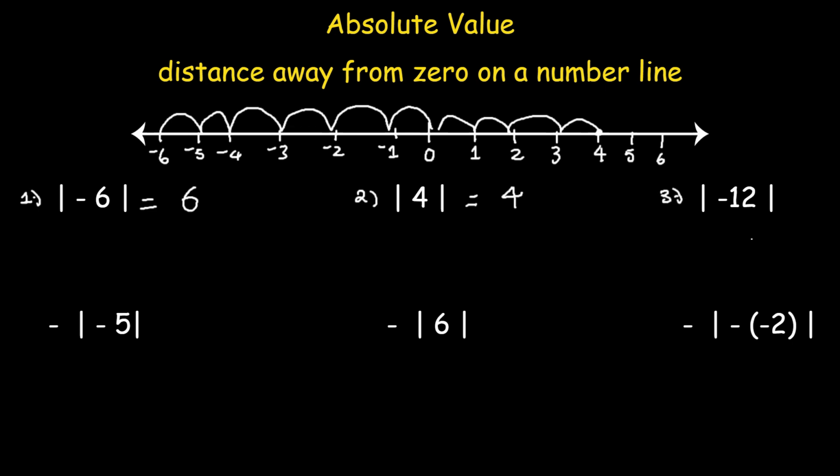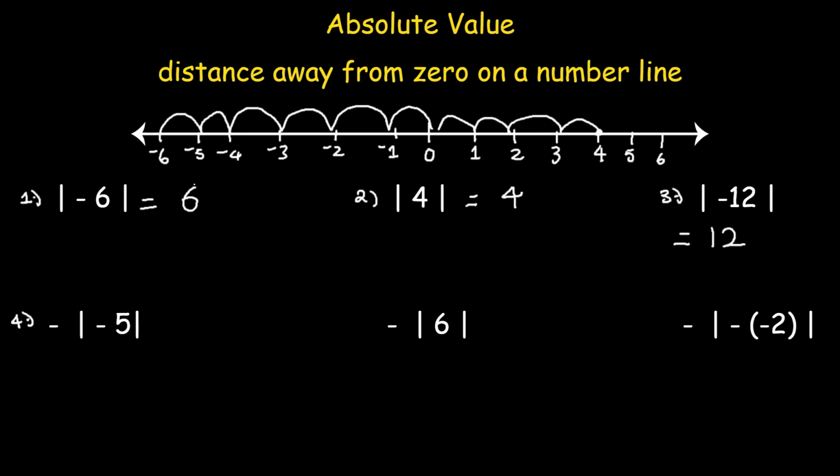Problem number 3. What is the absolute value of -12? In other words, how many units is -12 away from 0? Well, the absolute value of -12 will be 12 because -12 is 12 units away from 0. Now, let's look at problem number 4. What is the absolute value of -5? In other words, what is the distance of -5 away from 0?